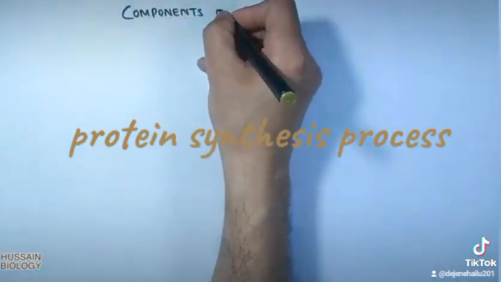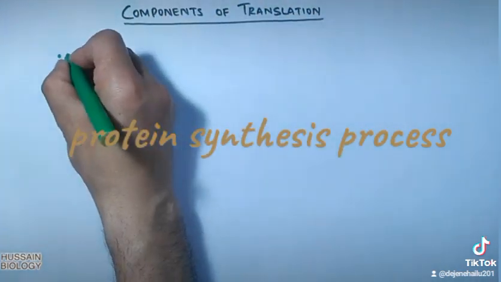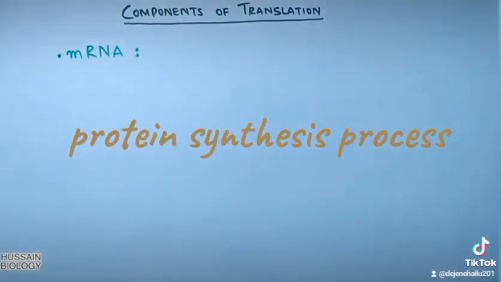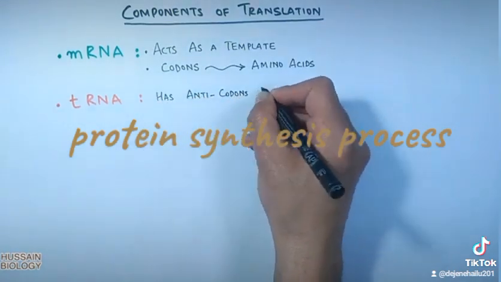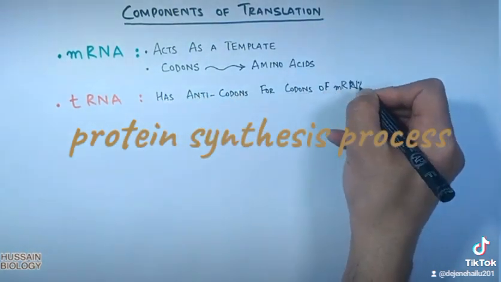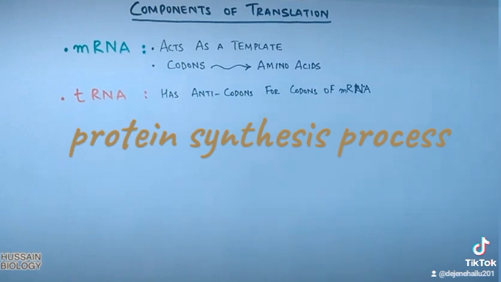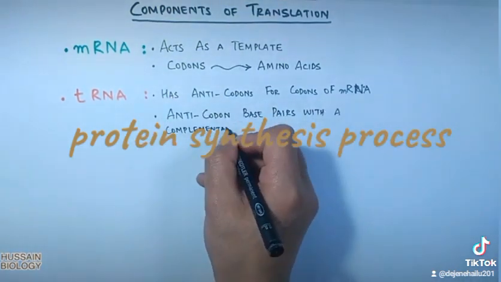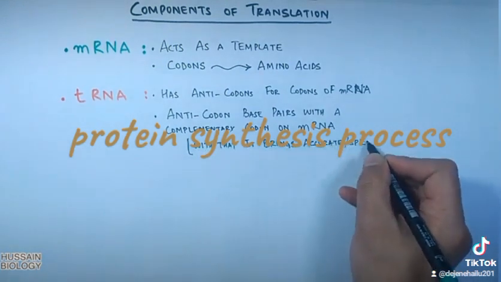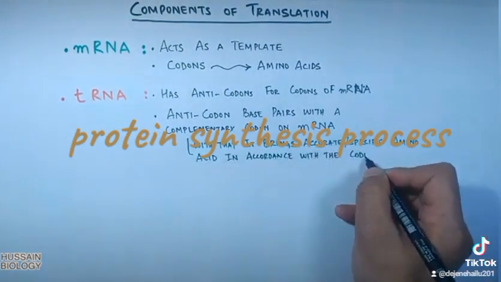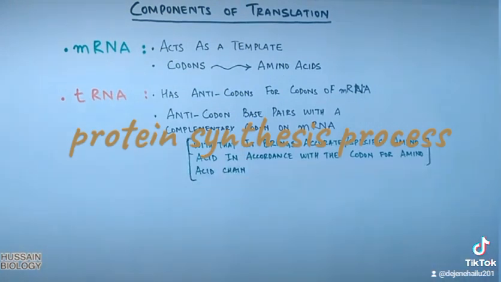Now let's see the components of translation. The first is the mRNA molecule, which acts as a template, as it provides codons for amino acids to be incorporated into the polypeptide chain. Next is the tRNA molecule, which has complementary sequences for codons of mRNA, and we call them anticodons. The anticodon base pairs with the codon of mRNA. With that mechanism, it brings the right amino acid to the growing chain according to the codon present on mRNA.